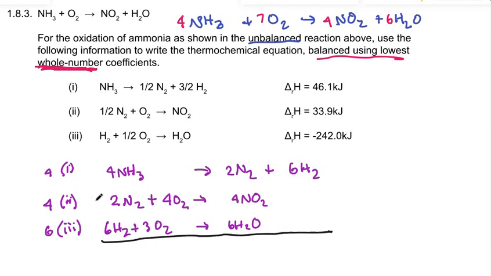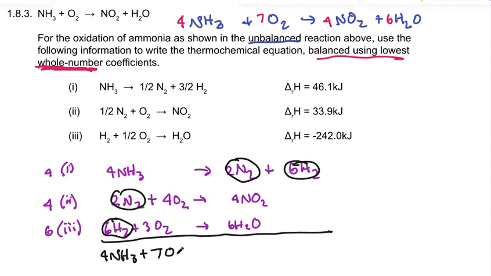If we add this up and cancel spectators, we have 2 nitrogen before and after. We can lose those. We have 6 hydrogen before and after. We can lose those. So we end up with 4NH3. 4 oxygens plus 3 oxygens is 7 oxygens. And then we get 4NO2 and 6 H2O. 4746, that's good. That's the reaction we wanted.